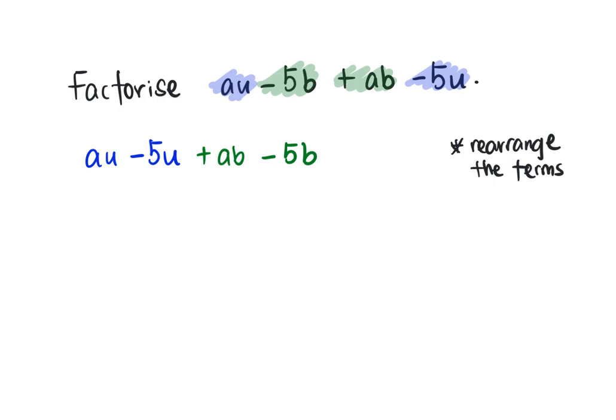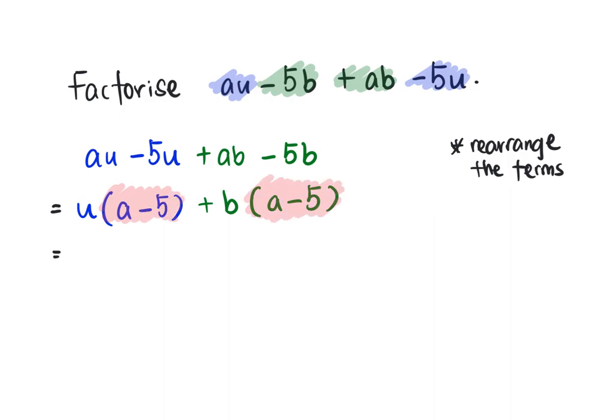And then I will be able to see that there is a common factor u. I take out u as the common factor. I'm left with a minus 5. I saw there is a common factor b. And I'm left with a minus 5. And from here, you can then see that the a minus 5 is the next common factor. Extract them out. And I'm left with u plus b.